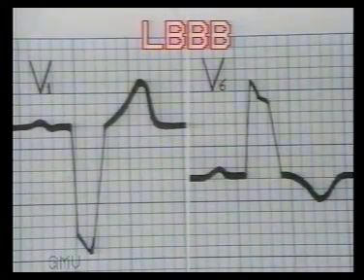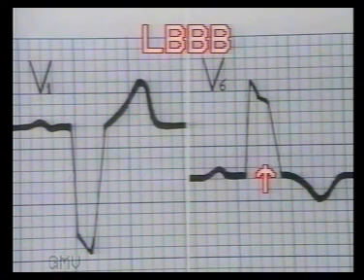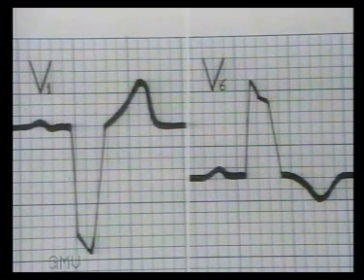Left bundle branch block. The features of left bundle branch block are: number 1, the width of the QRS complexes is 3 mm or more. Number 2, very deep and broad S wave in lead V1 with no R wave. Number 3, broad slurred R wave or RR' pattern without a Q wave in leads V5 and V6. And number 4, left bundle branch block is always associated with left axis deviation.